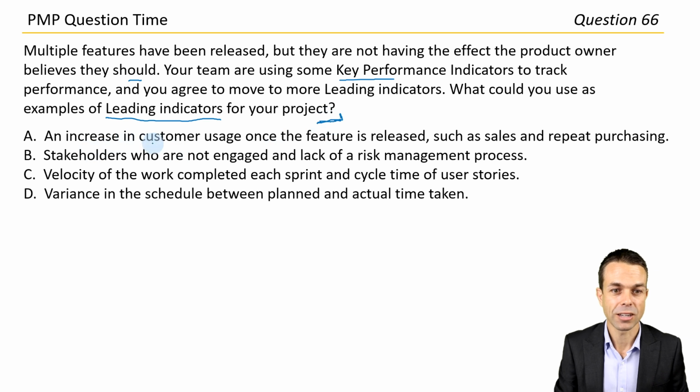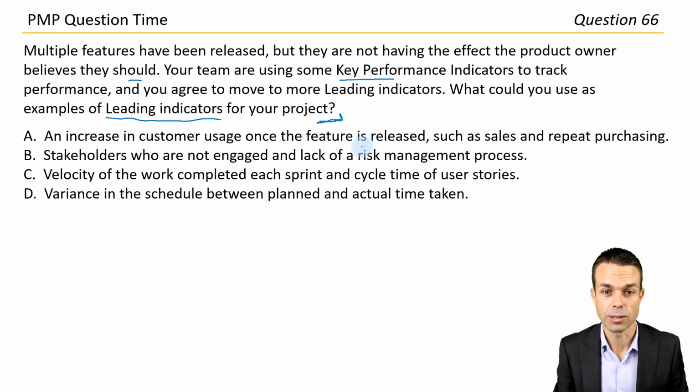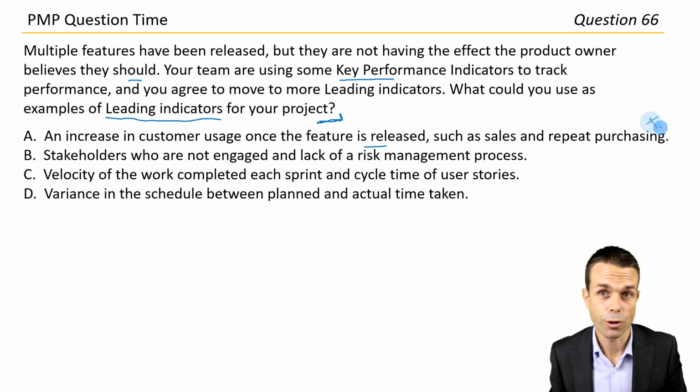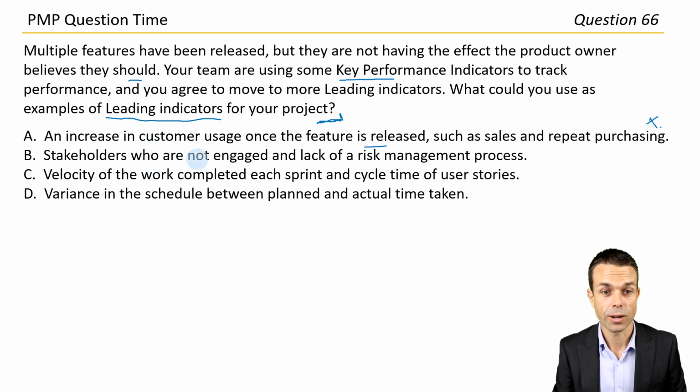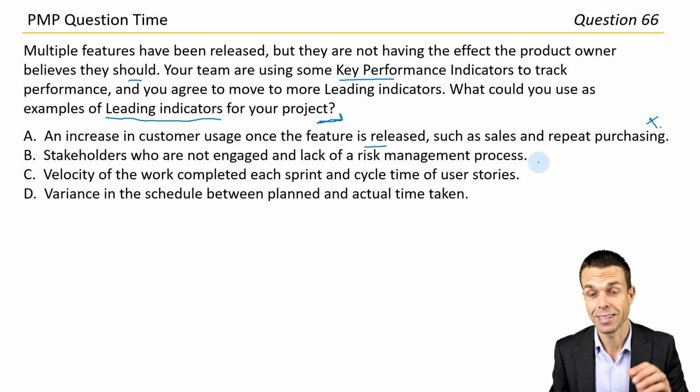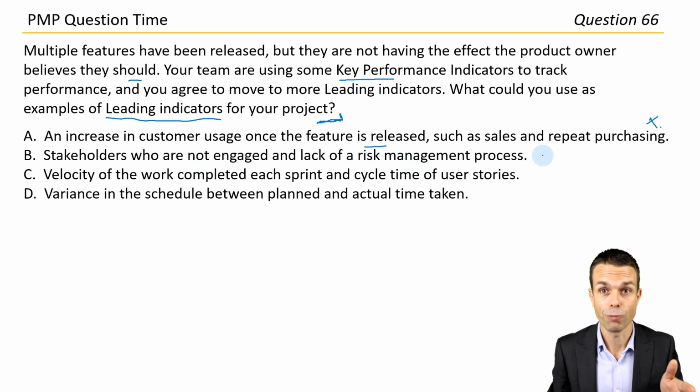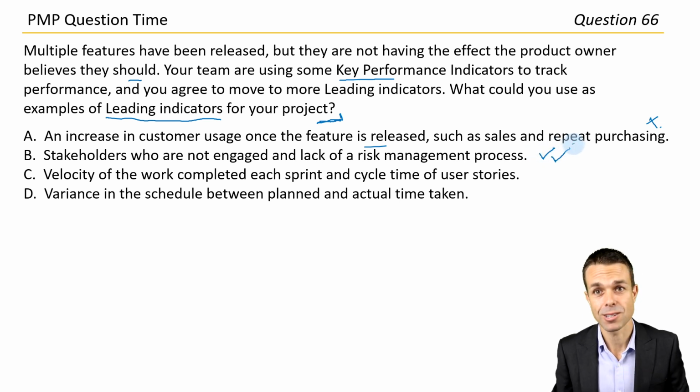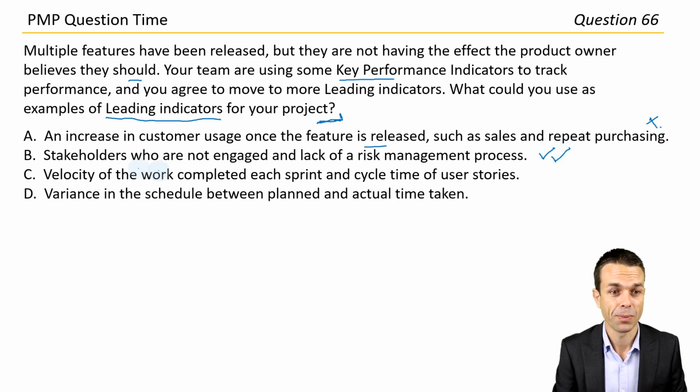An increase in customer usage once the feature is released, that's lagging, such as sales and repeat purchasing. We'll put a no for now. Stakeholders who are not engaged and a lack of a risk management process. So definitely, disengaged stakeholders will lead to poor performance in the future. That is a leading indicator. And again, it's a bit fuzzy, but it's still leading. So that's actually pretty good.